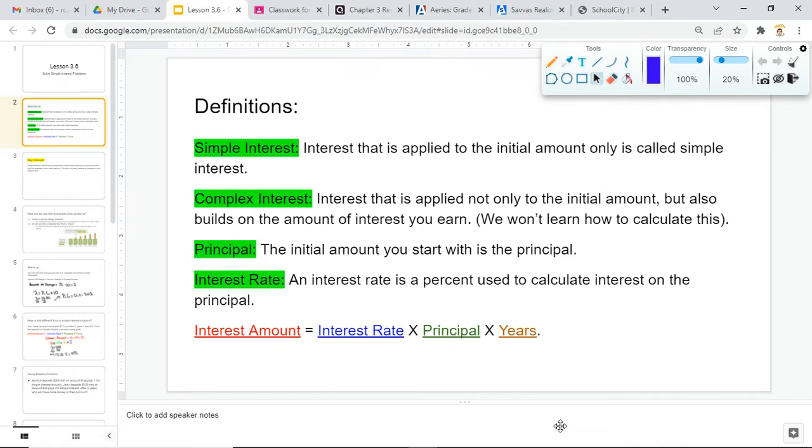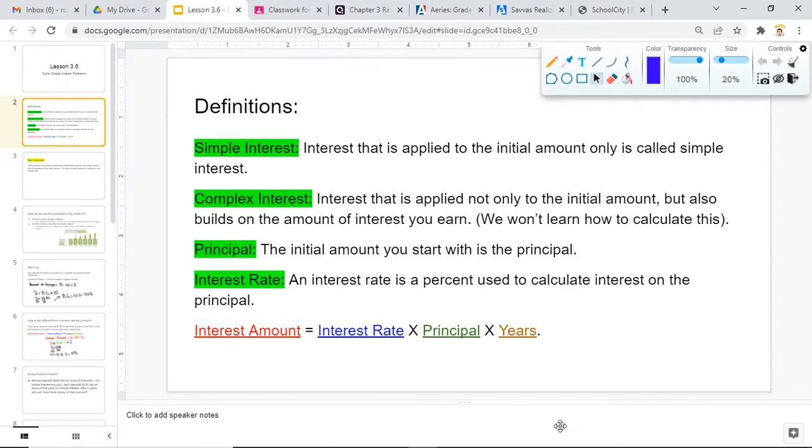So some other things we need to know about simple interest is principal. Principal is the amount you start with. So the amount of money you go to a bank and deposit, that would be your principal. Or say you go to the bank and deposit $500. $500 is your principal. We also have an interest rate. An interest rate is a percent used to calculate interest on the principal.